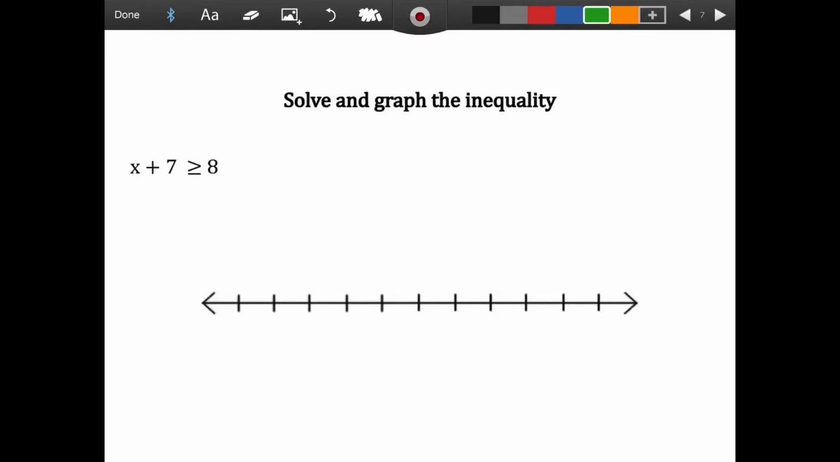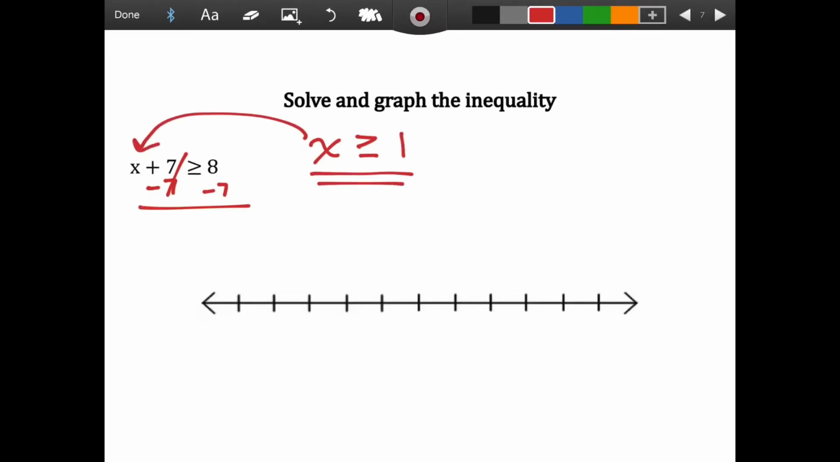So we've solved and graphed the inequality x plus 7 is greater than or equal to 8. Forgetting about this inequality symbol for a second, we're just trying to isolate our variable, which is x, using inverse operations. So x plus 7, to get rid of 7, we're going to subtract 7 from both sides, and we're left with x is greater than or equal to 1. So all values of x that we plug back into this inequality that are greater than or equal to 1 will make this inequality true. So we've solved our inequality, now we have to graph.